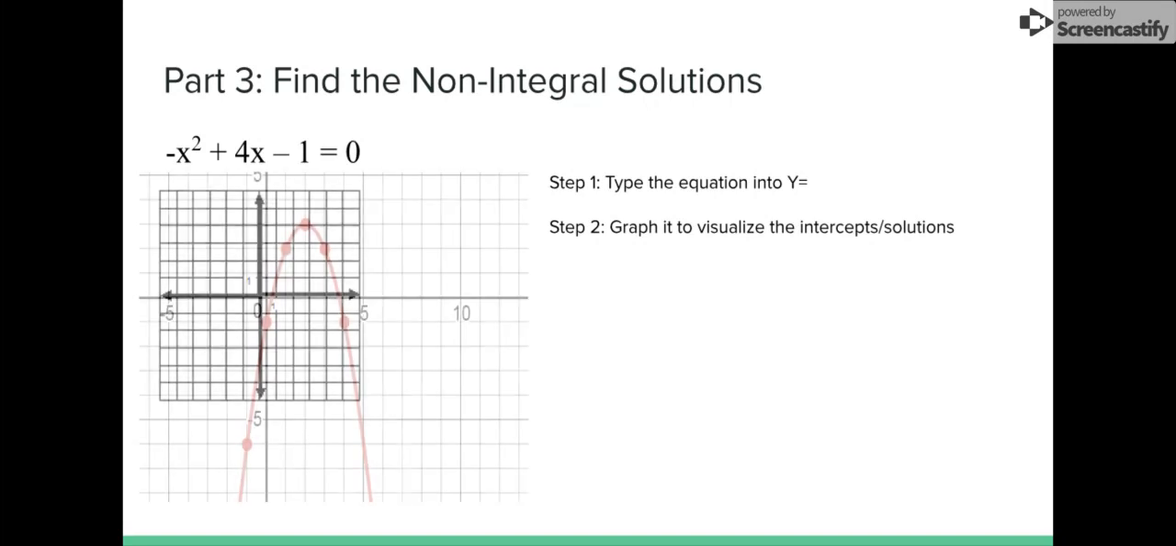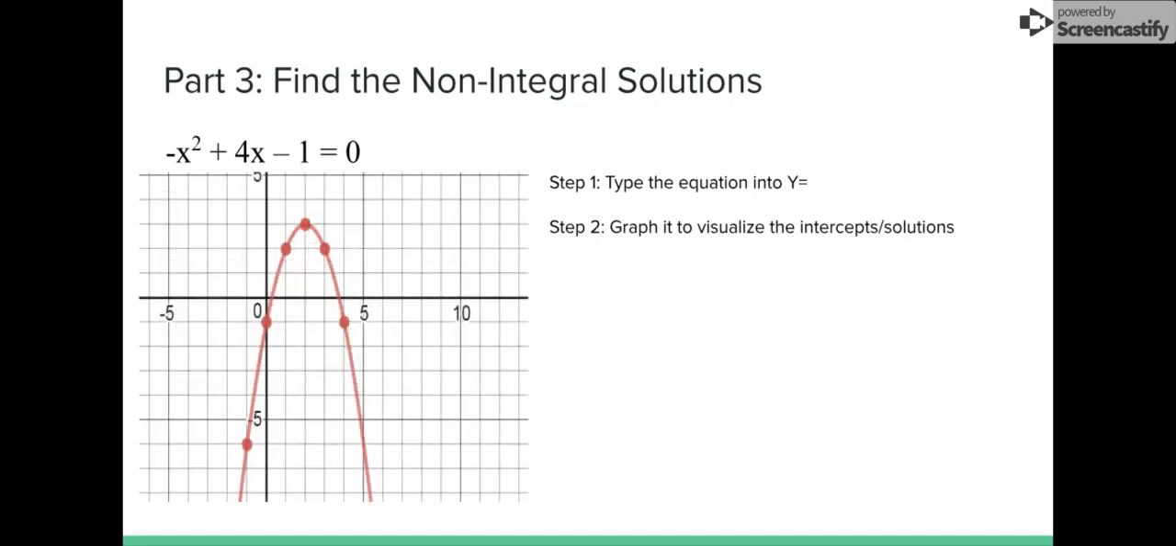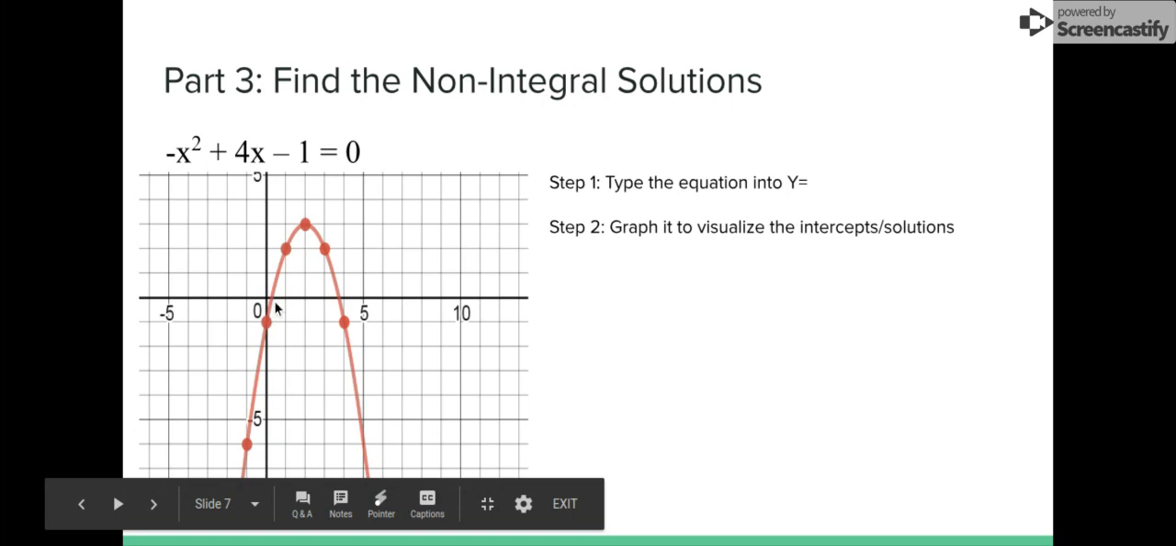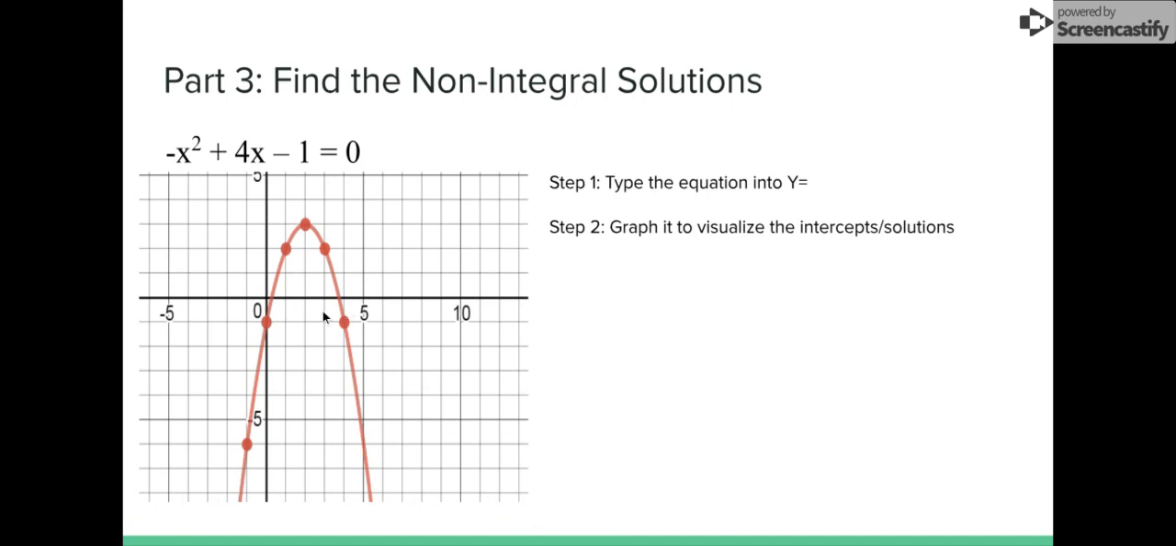Graph it, get a visual of what it looks like, and you'll notice, if you look close, my graph shows it really nice, and yours probably does in the calculator, it crosses the x-axis in 2 spots, but it doesn't hit a nice even y value. It seems like it crosses between 0 and 1, and then crosses again between, looks like 3 and 4. So we're actually going to use that to our advantage.